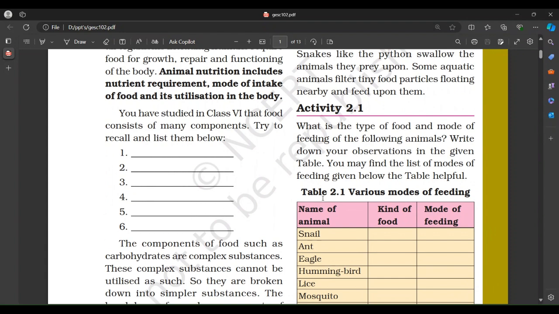So animals also need nutrition for their body requirement. In this lesson we are going to understand their requirement of nutrients, then the mode of intake of food and its utilization in the body, right?